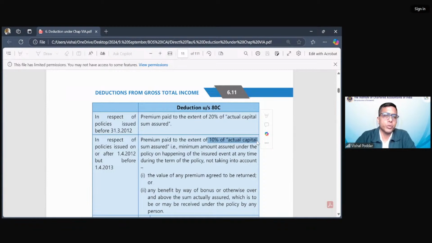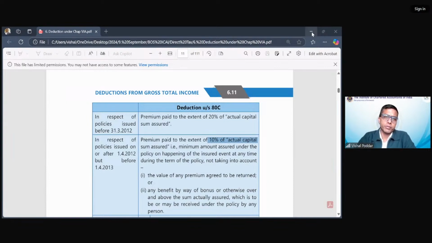The premium which I am paying is 80,000. Will 80,000 be allowed? Yes, others? No, beta. Why are you saying up to 1 lakh? It cannot be up to 1 lakh. My policy amount is 10 lakhs, the premium paid is 80,000 and the policy is taken in 2008. Whether I will get deduction?